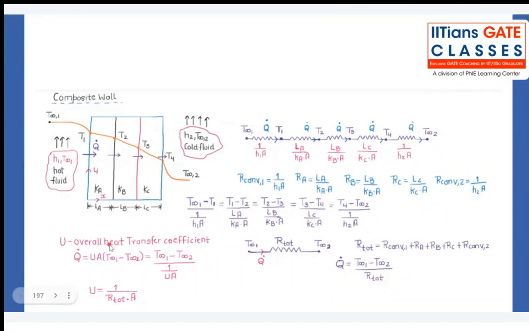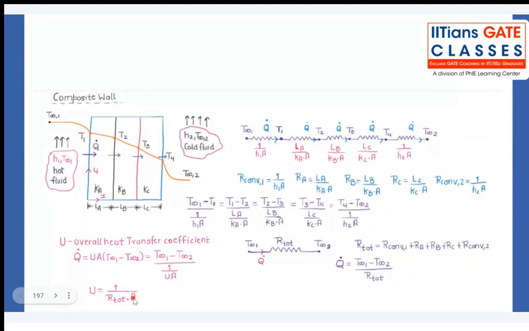Sometimes people define overall. Right now, look at it. In convection, I told you H is the heat transfer coefficient from one fluid to the plate surface. Similarly, it can be from the hot plate surface to the fluid also. So this is the heat transfer coefficient. Similarly, people want to define an overall heat transfer coefficient. How is it defined? Q dot is U into A into T infinity 1 minus T infinity 2, directly from here to here. Or then T infinity 1 minus T infinity 2 is Q dot times 1 over UA. So if you compare this expression with the earlier expression, what do you get? Overall heat transfer coefficient is 1 over R total into A.